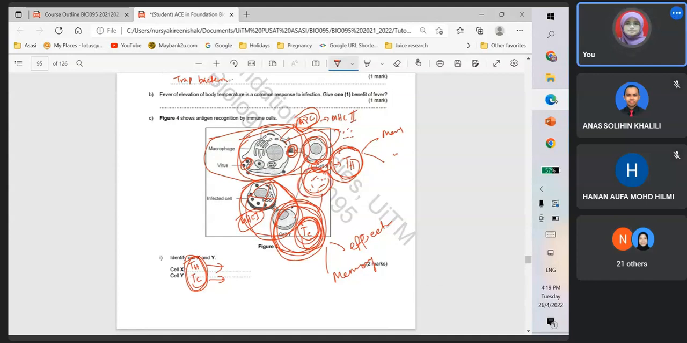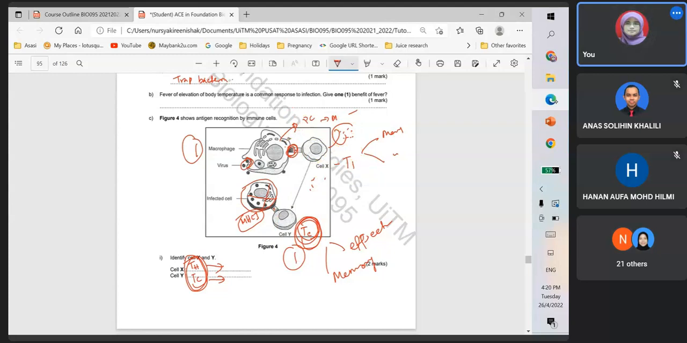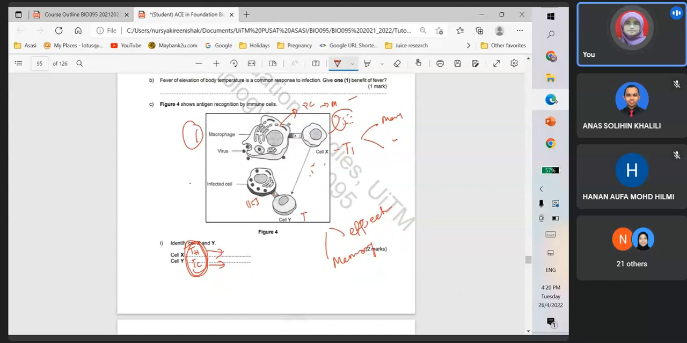Yang awak kena take note adalah yang secretion of cytokines ni. Kedua-dua APC dan juga helper T cell will produce this cytokines molecule. Okay, so awak start dengan cerita macrophage sampailah cytokines ni boleh diaktifkan semula. Basically bila awak tengok gambar rajah ni, you should be able to tell the story what happened in this diagram.